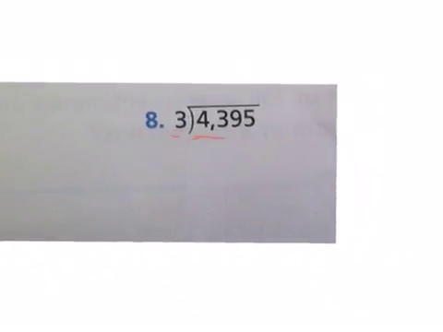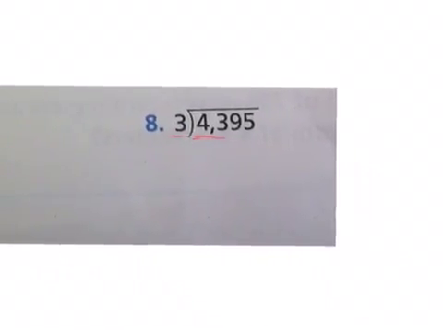Alright, number 8 says 4,395 divided by 3. So our first question is, how many 3s do we think there are in 4,000 something? I know that 3 times 10 is 30, and I know that 3 times 1,000 is 3,000. So I'm going to start with 1,000 up here, and 1,000 times 3 is 3,000. Go ahead and subtract it.